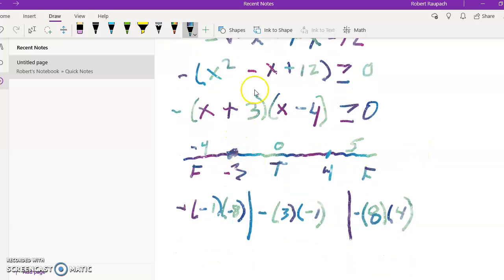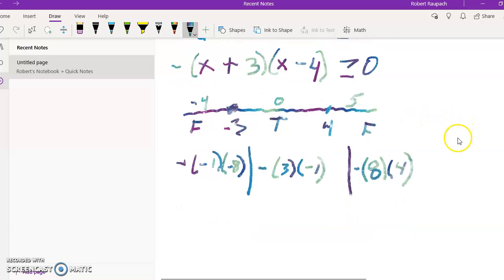Anyway, so when I factor this inside here, I get x plus 3 times x minus 4 is greater than or equal to 0. And then, starting from here forward, with any type of problem where it asks at what values is this function greater than 0, you always ask, okay, what will give me 0? Negative 3 gives me 0 and 4 gives me 0. So those are my two points of interest.